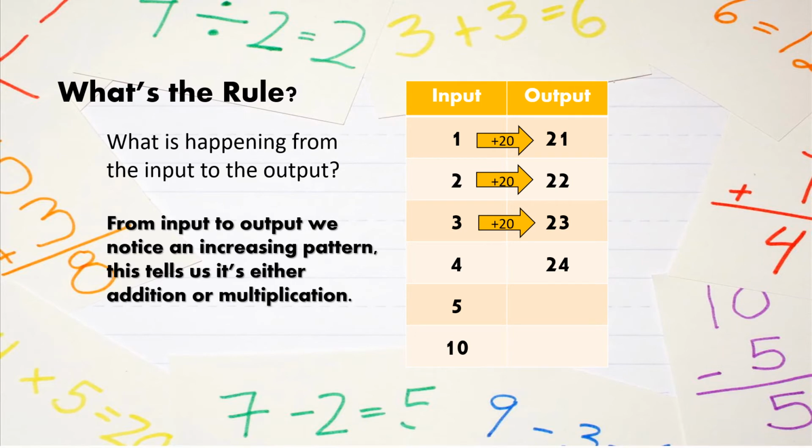So from input to output, we noticed an increasing pattern. And this tells us it's either addition or multiplication. And in this case, we're adding 20. So our rule is to add 20. So if we add 20 to 5, we get 25. If we add 20 to 10, we would get 30. So our rule or our pattern continues in our table.